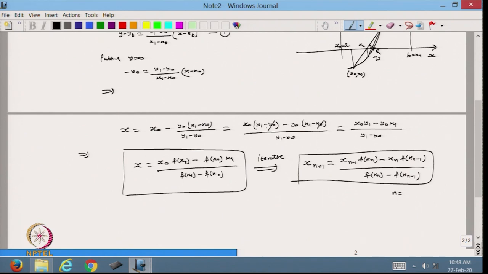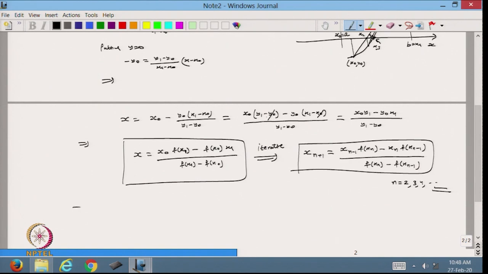In this case, if I put n equal to 2, it will use x 0 and x 1, so it will go 2, 3, 4 and so on. Or maybe you can start with 1, in that case it will be x 1 and x 0 and you will get x 2. So, that is the iterative process we can have.